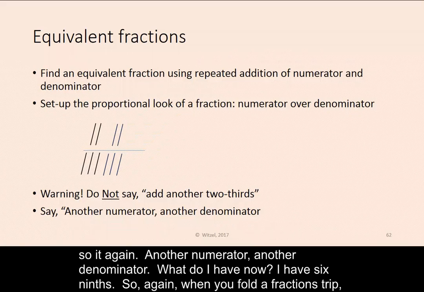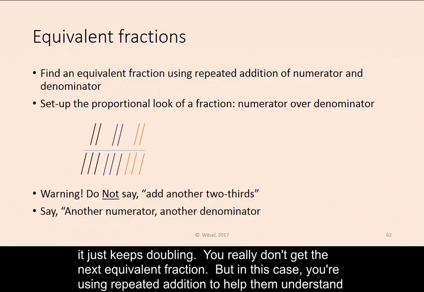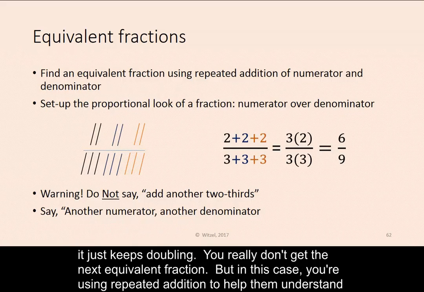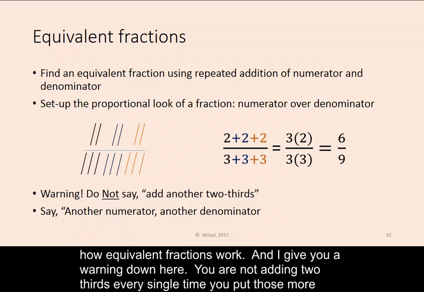What do I have now? I have 6/9. So again, when you fold a fraction strip, it just keeps doubling. You really don't get the next equivalent fraction. But in this case, you're using repeated addition to help them understand how equivalent fractions work. And I give you a warning down here. You're not adding 2/3 every single time you put those more popsicle sticks in. You're putting another numerator, another denominator.